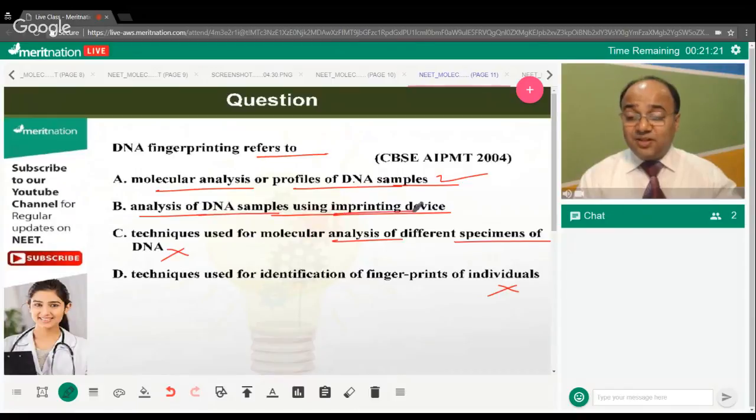Analysis of DNA samples using imprinting devices. What kind of imprinting devices are we using? We are using various devices like the thermocycler. We are using the gel system, right? To run an agarose gel. We are doing agarose gel electrophoresis. We are using blotting techniques. We are using DNA hybridization as well as thereafter autoradiography, right? So nowhere are we using any sort of imprinting devices as such. Answer is option A over here.